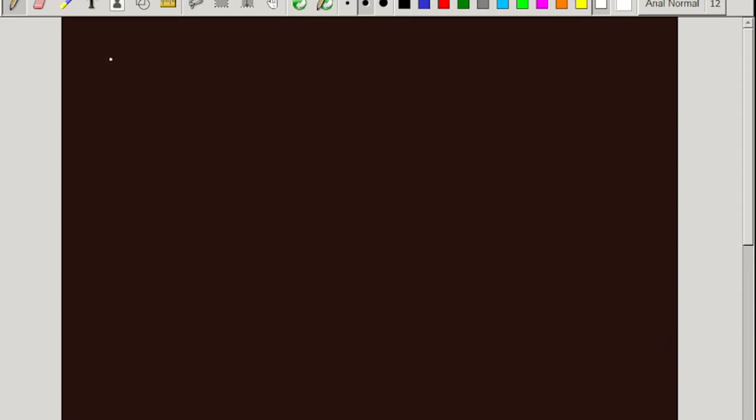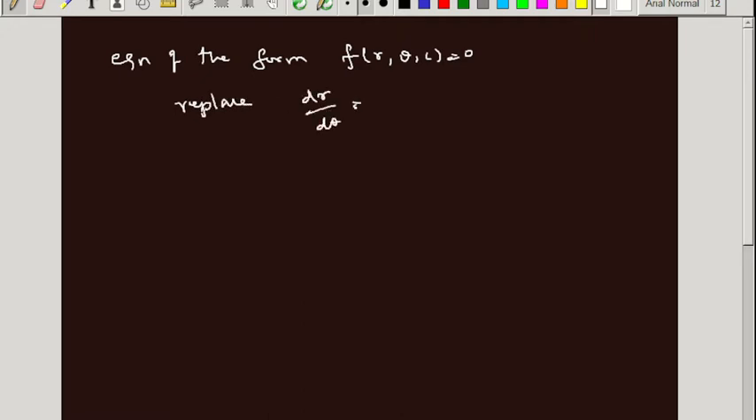Suppose the equation is of the form f of r, theta and c equal to 0. This is the polar curve of the form. Then to find the perpendicularity or orthogonal trajectory, we must replace dr by d theta with minus r square into d theta by dr.